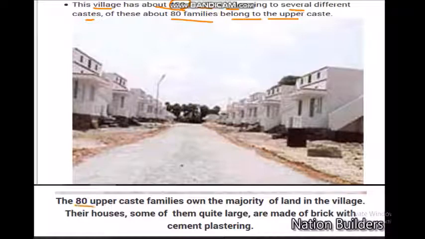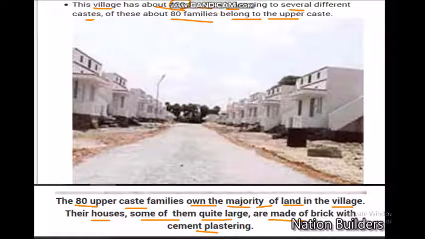The upper caste families own the majority of the land. The families of the upper caste are 80, and they have the majority of land in the village. Their houses are also quite large, made of bricks with cement plastering and concrete. Most land belongs to the upper caste people, and their houses are also well constructed.